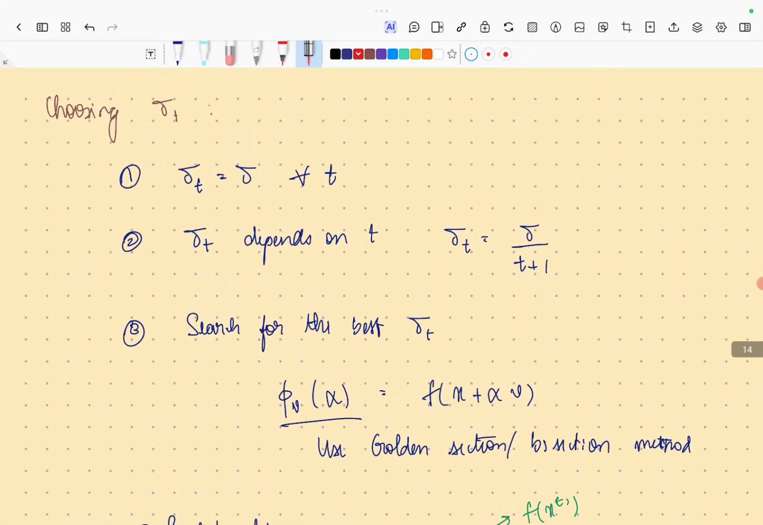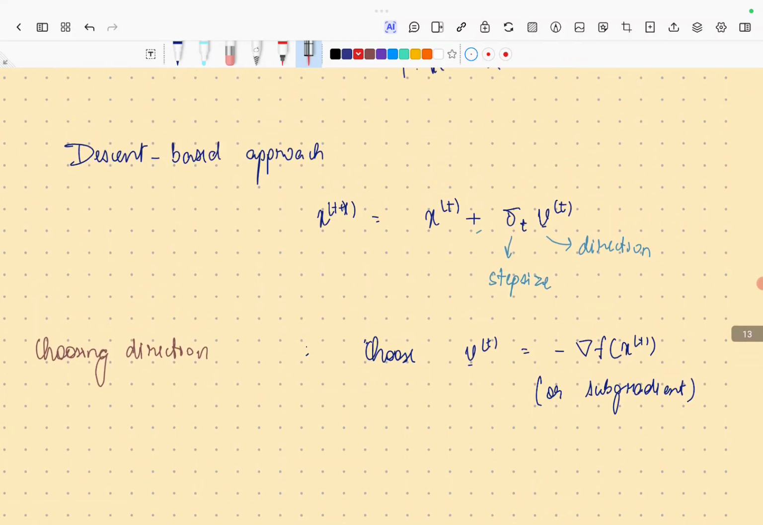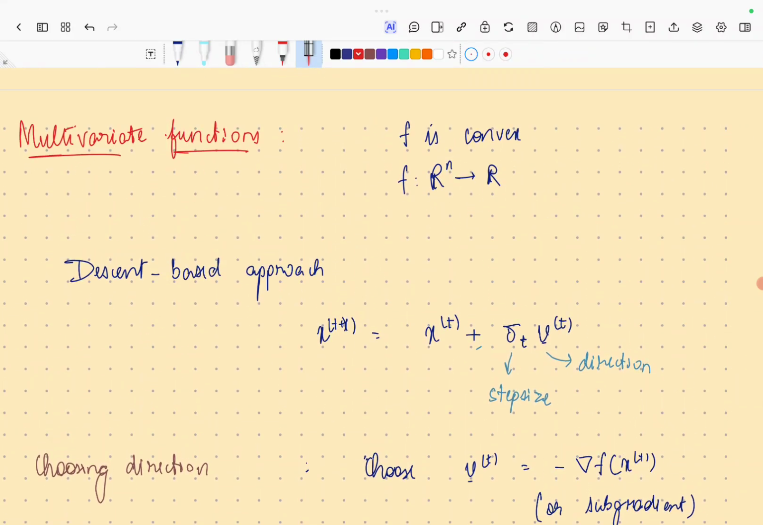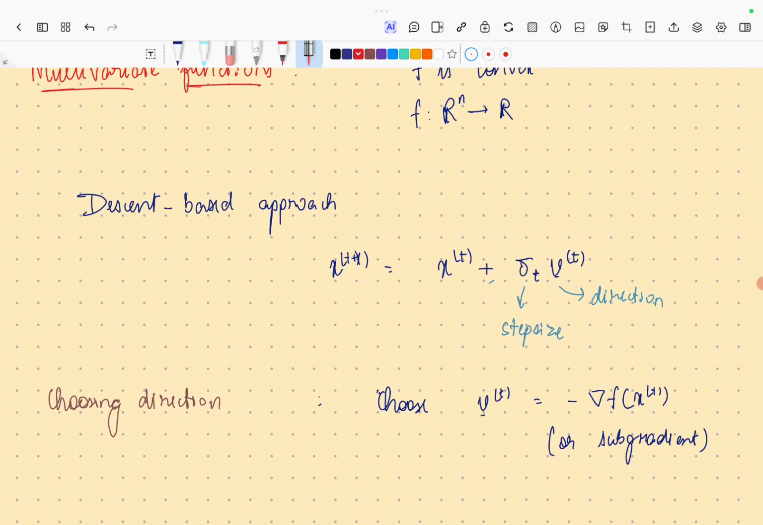Right. So in the last class, we looked at these gradient-based methods, right? So we looked at two classes of algorithms. One was the gradient descent algorithm. But in general, we were always looking at these descent-based approaches, which are iterative algorithms, wherein the value of x at time t plus 1 is equal to x of t plus some step size times some direction, right?